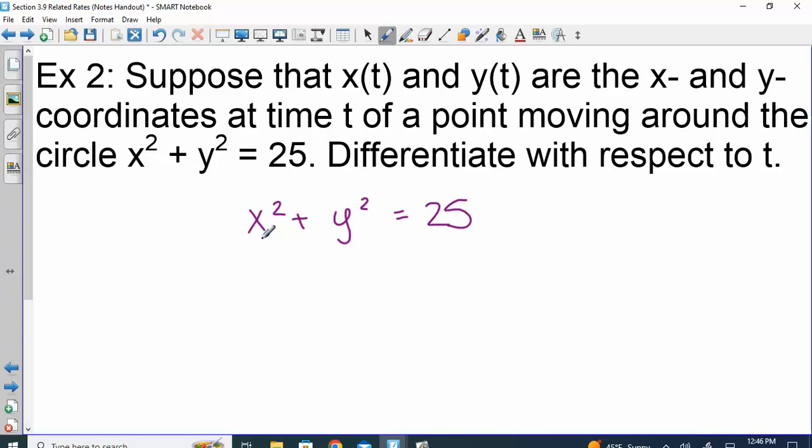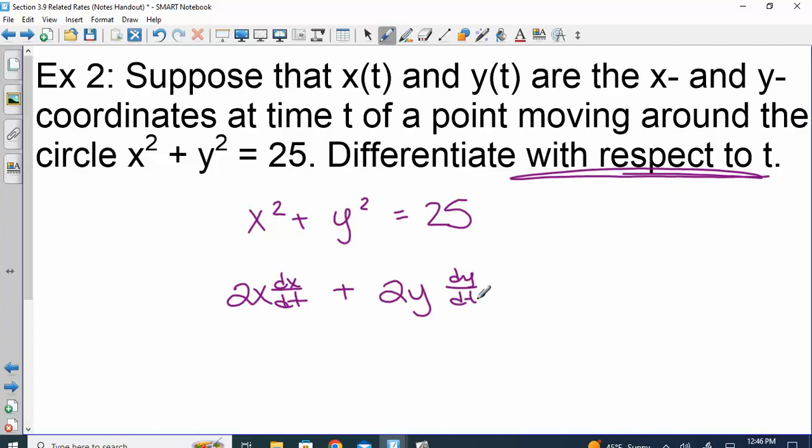So x squared would become 2x dx/dt, because I'm doing it with respect to t. Derivative of y squared, 2y dy/dt. Derivative of 25, 0.